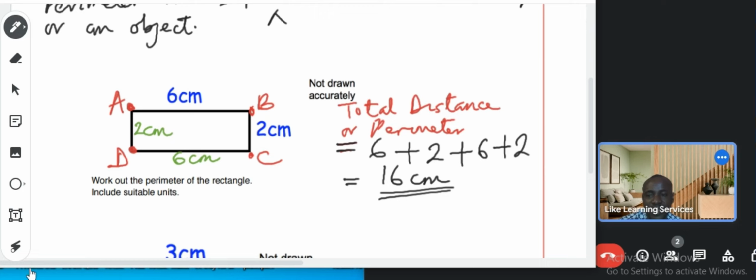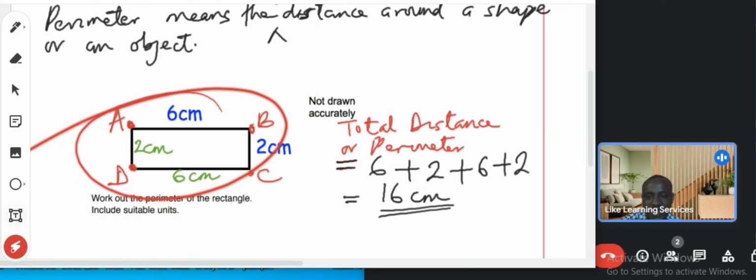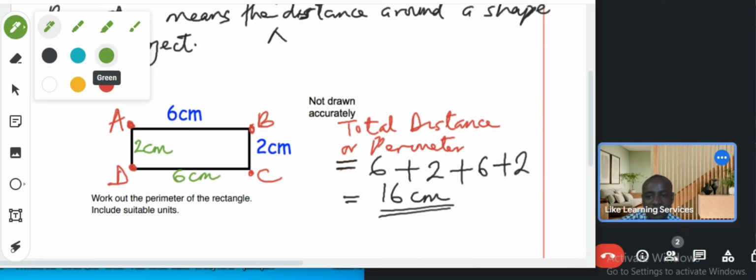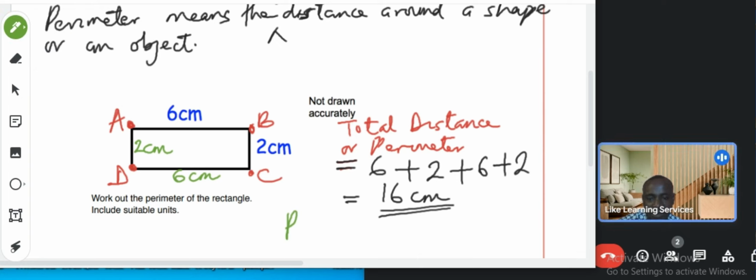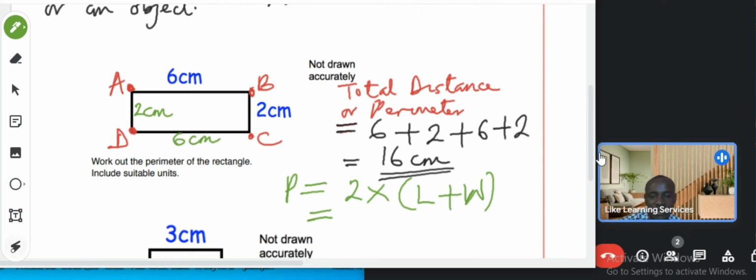You can use a formula for finding the perimeter of a rectangle. By the way, this is a rectangle, you know that now. You can use this formula. This is another way you can do it. Perimeter is equal to 2 times, then you add up the length plus the width, and multiply the answer by 2. Can you read out what I wrote? Yes. What I wrote in green. P equals 2 times L plus W.